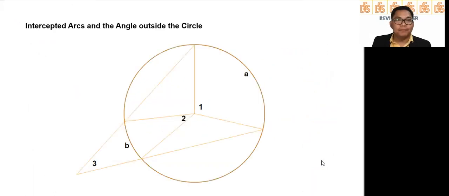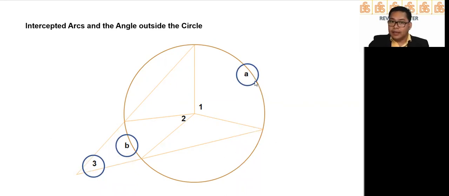For today, I will be teaching you the relation between the intercepted arcs and the angle outside the circle. Particularly in this figure, we are only interested in arc A, arc B, and angle 3. However, for us to discover something, we will again use the concept of central angle in measuring the arcs, together with angle 1 and angle 2. Okay, so let's start.